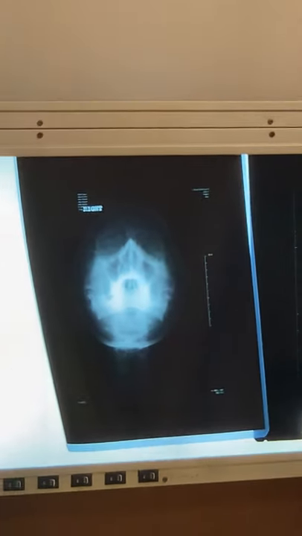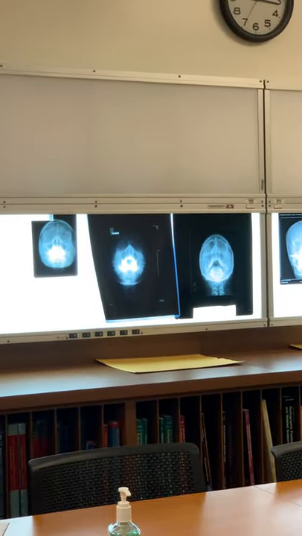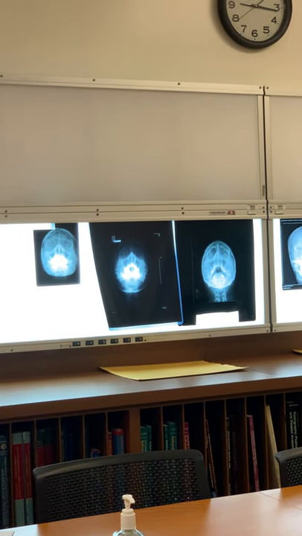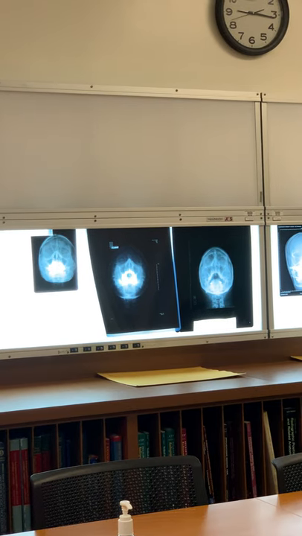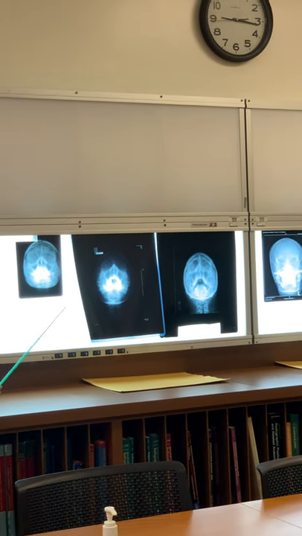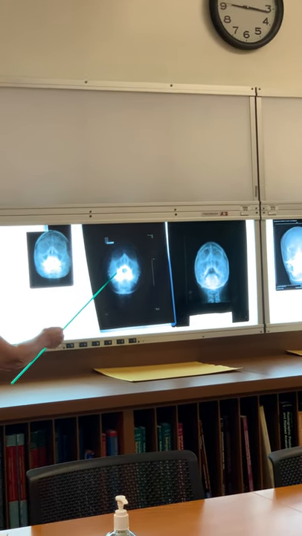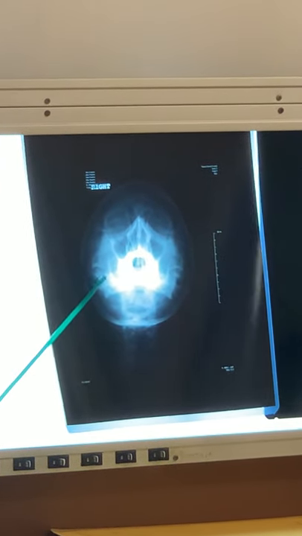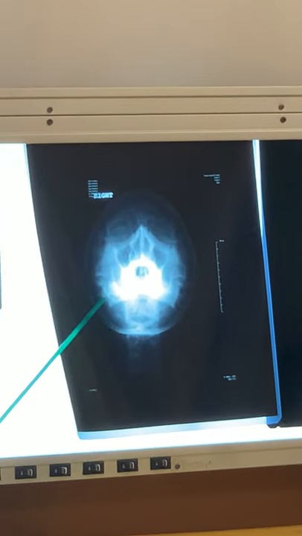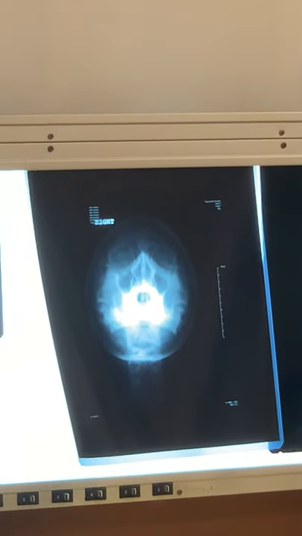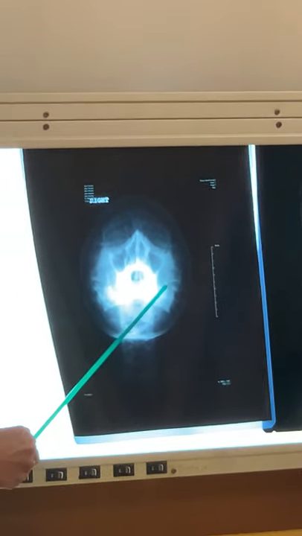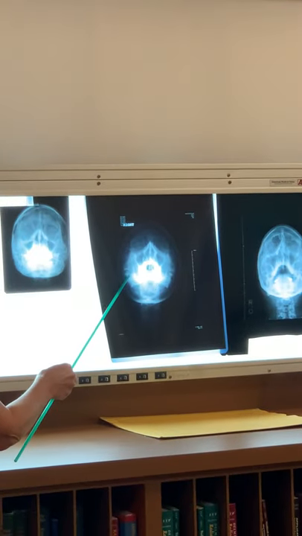Okay, coming over here, this Waters. What about correct baseline beam relationship? Where are the petrous ridges? Way down here. So they're pretty low. What would you go back and do? Lower the chin just a little bit. Okay. Bring the petrous ridges up a little bit. They're a little bit too low.